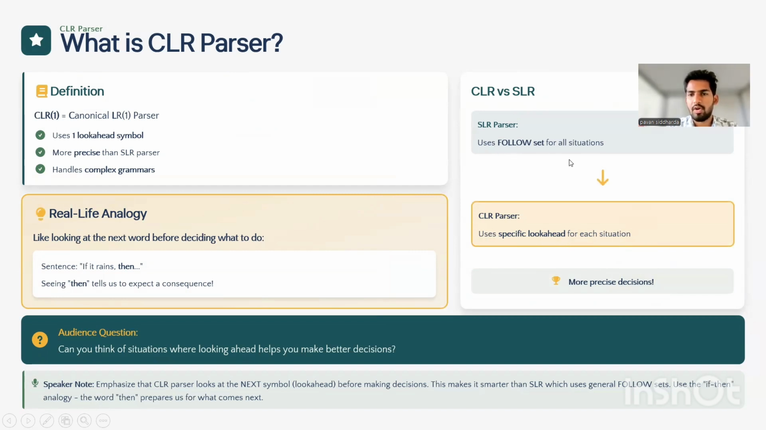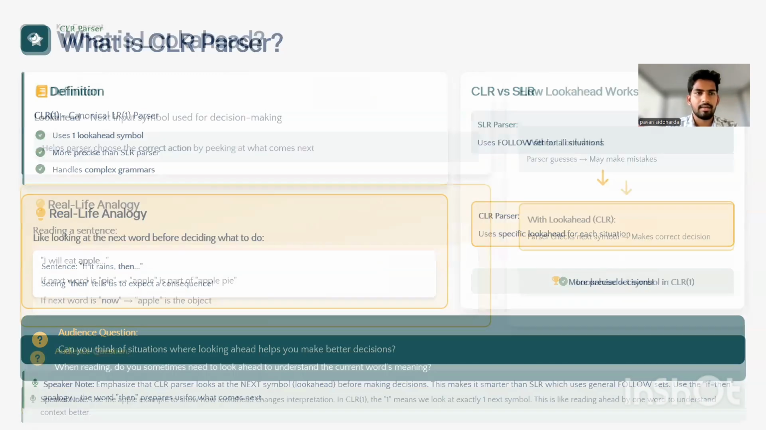So we should know about follow and lookahead here. You can see the example here. The sentence "if it rains, then" tells us to expect a consequence. So not blindly following the next consequence, but by considering some inputs, we step forward. You can see it in the next slide.